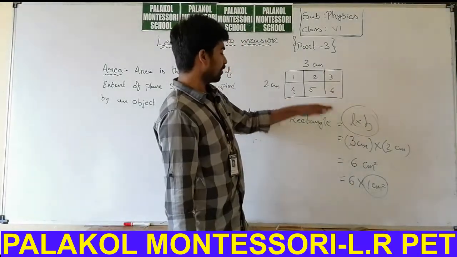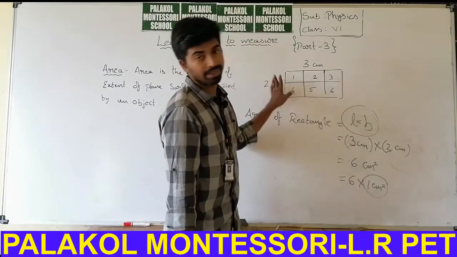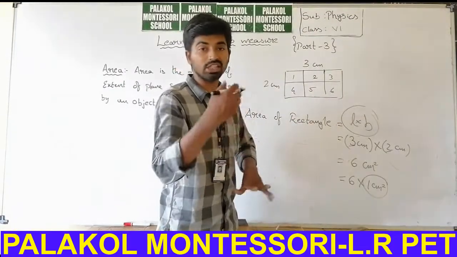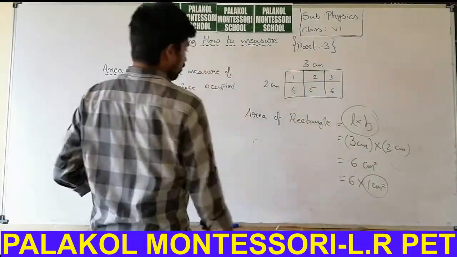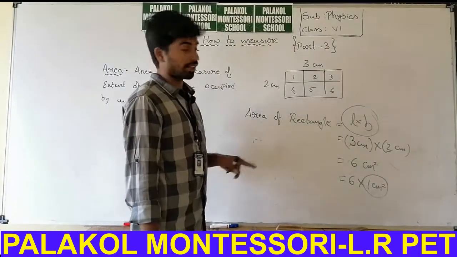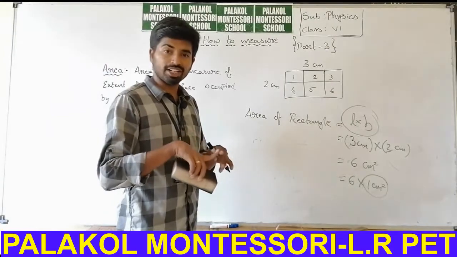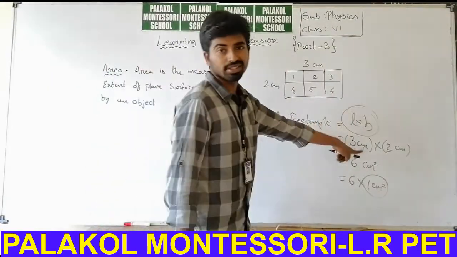But here what this area indicates is how many 1 square centimeter boxes are there. So this is the concept of area. Now for regular shapes, for a rectangle, a square, a triangle, a parallelogram, a circle, there will be some formulas to find the area.